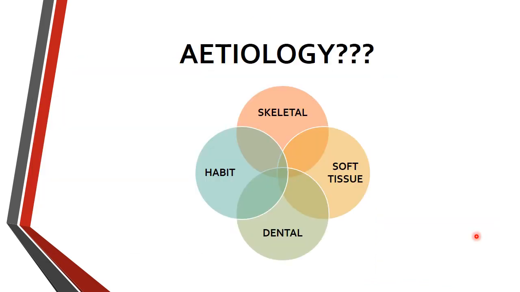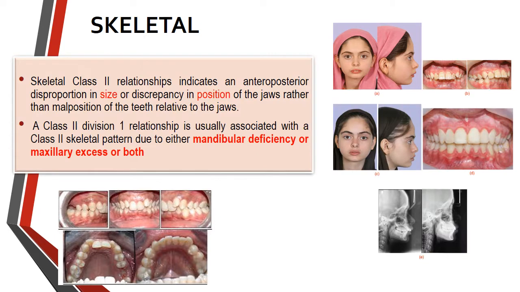So what is the etiology? Basically, we have three important factors that lead to the development of this malocclusion. These factors sometimes happen all together, or sometimes one of them overrides the other factors. Those factors are the skeletal, the soft tissue, the dental, and the habits. Let us start with the skeletal factor.